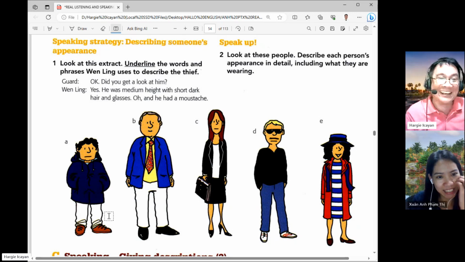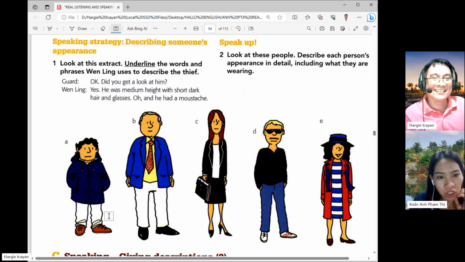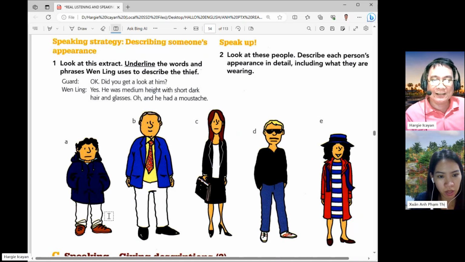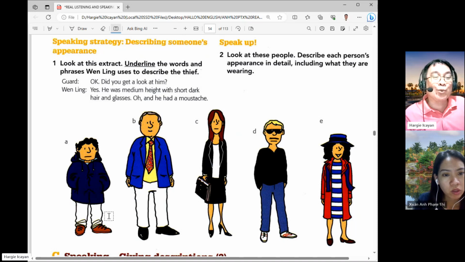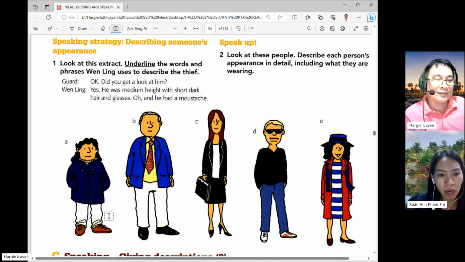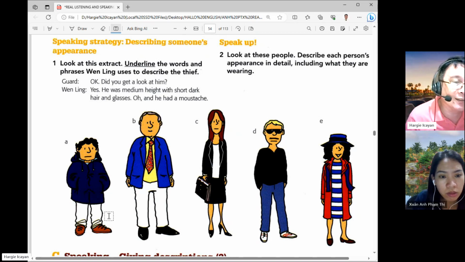Yes, a square face. And she wears a blue jacket or sweater. You can also say that. She wears a blue sweater and white long pants, a pair of white pants, and dress shoes.